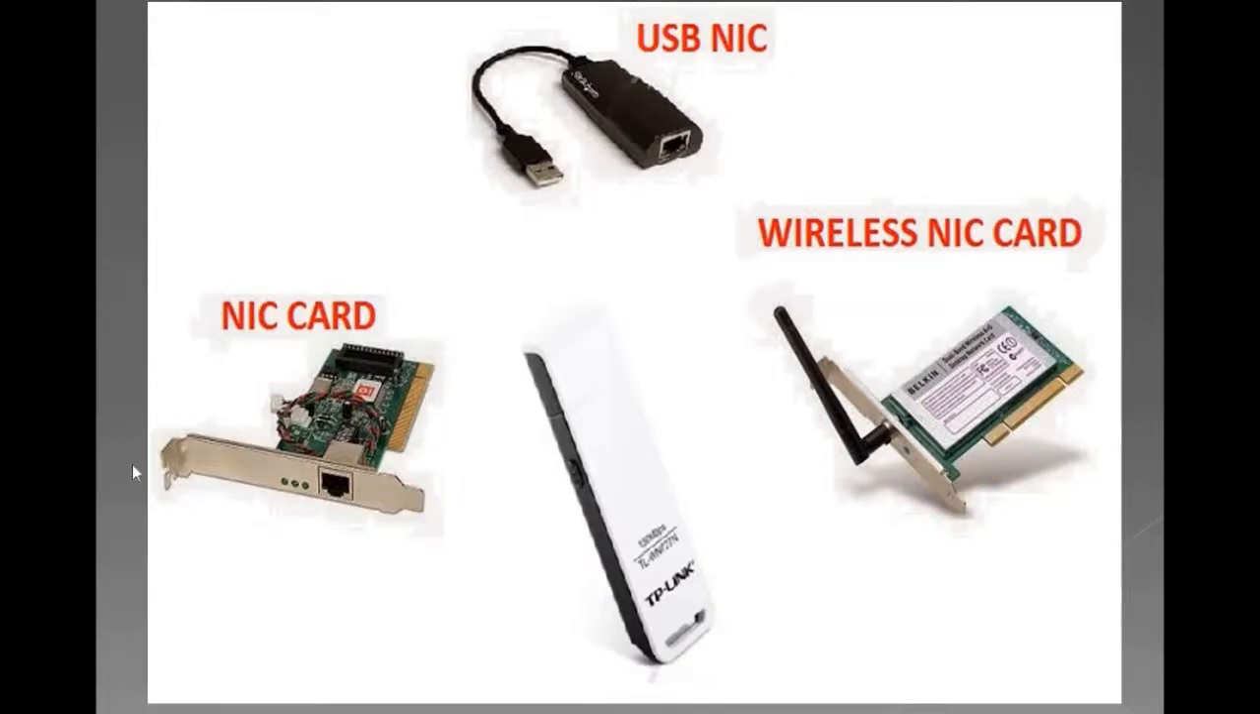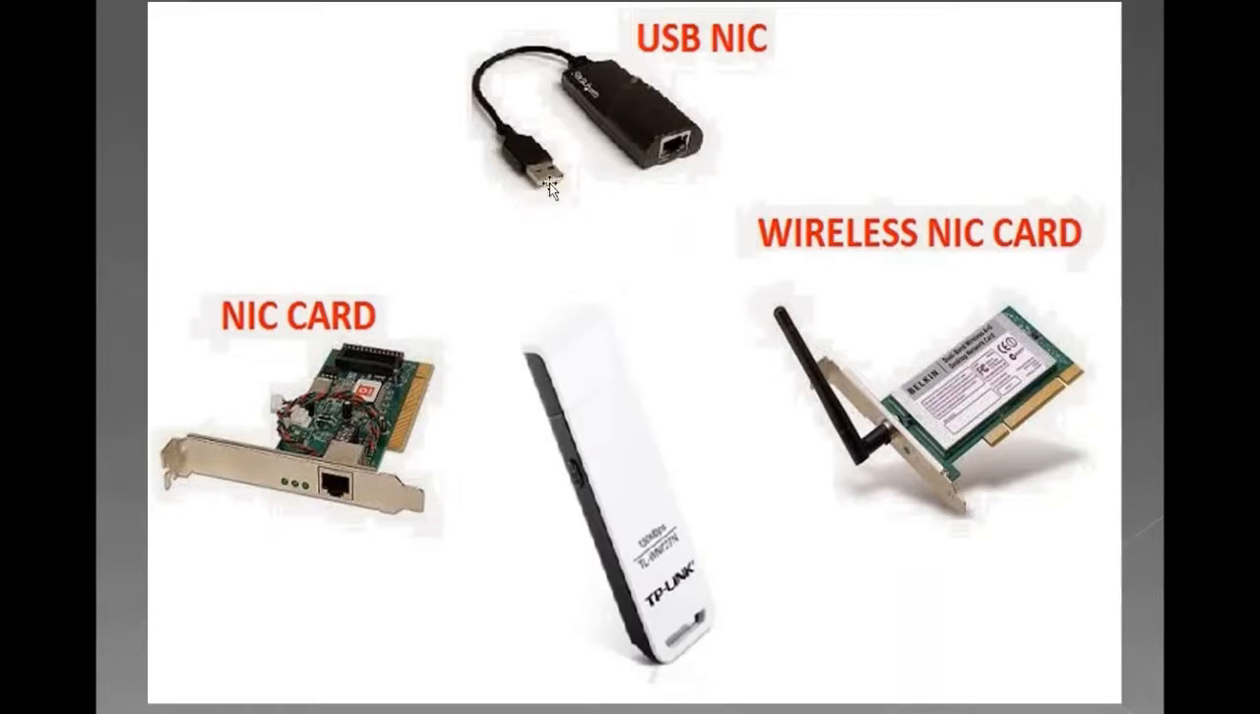This is an NIC that can be embedded inside a desktop computer with the help of expansion slots on the motherboard. This is an example of a USB wireless interface card, also known as TP-Link USB, or it may be Tenda. This is an example of a wireless NIC card that can be installed inside a desktop, and this is an example of a USB LAN card or USB NIC.